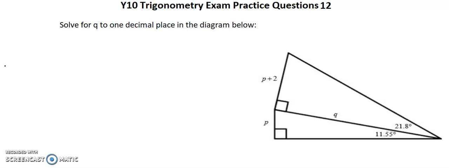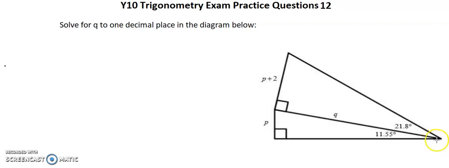Year 10 Trigonometry Exam Practice is question 12. Solve for Q to one decimal place in the diagram below. So the first thing we need to think about is using the information we have and write two equations.